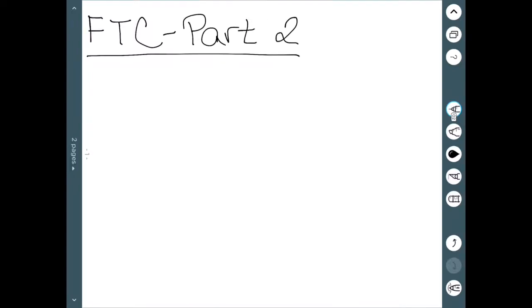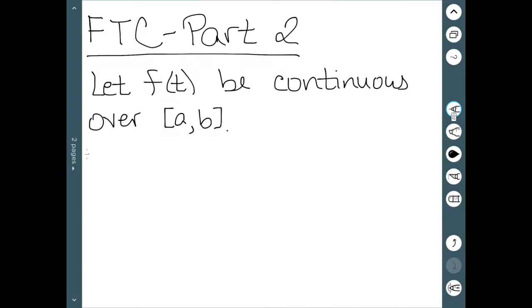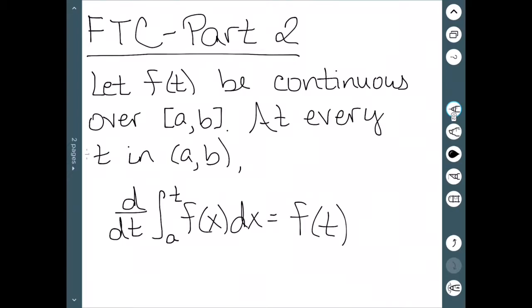We'll discuss the second part of the fundamental theorem of calculus. For this, we need our function to be continuous over the interval from a to b. Then for every t inside of that interval a to b, the derivative of the integral from a to t of f of x dx is equal to f of t.